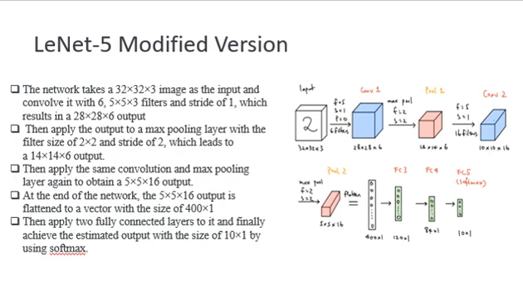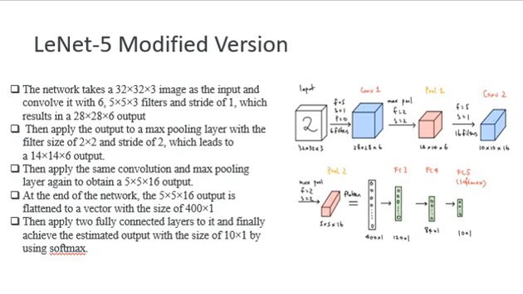At the end of the network, the 5x5x16 output is flattened to a vector with a size of 400x1, and then two fully connected layers are applied to it, finally achieving the estimated output with the size of 10x1 by using the softmax function.